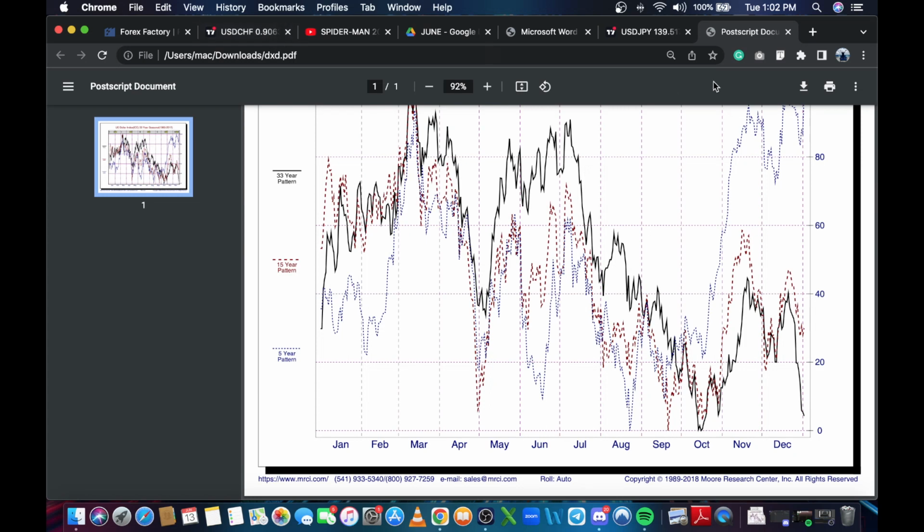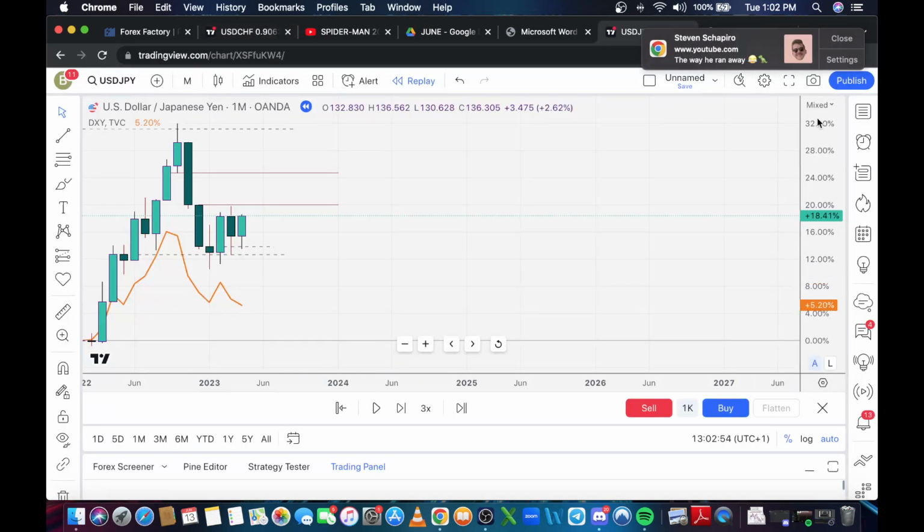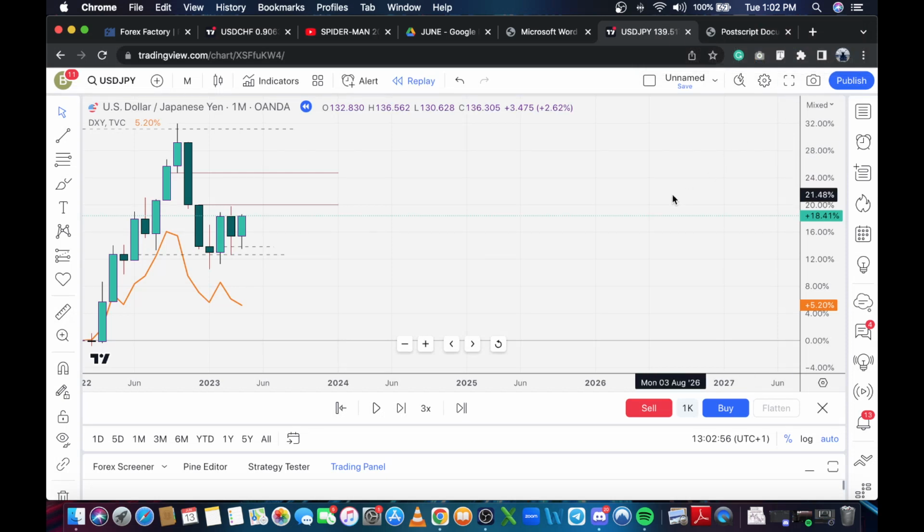But dollar yen is not showing that willingness to want to trade lower against dollar. So that means there's an underlying professional accumulation on the way on this pair. So this is the pair we want to be buying. We want to be buying this pair.